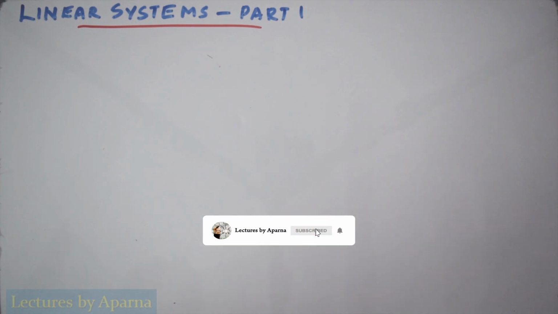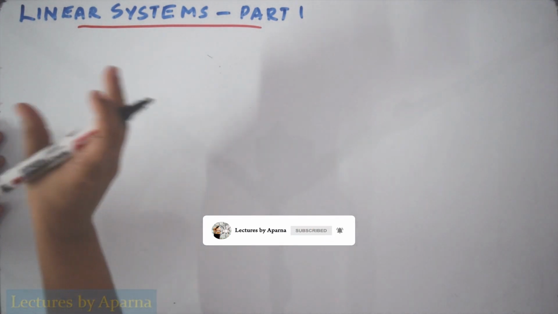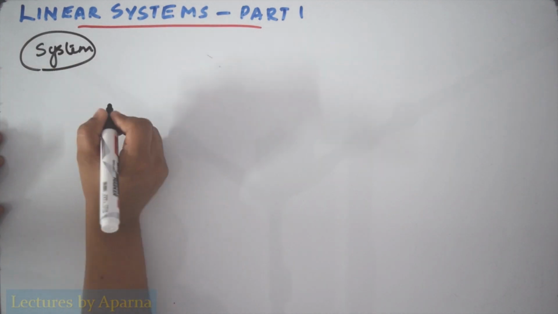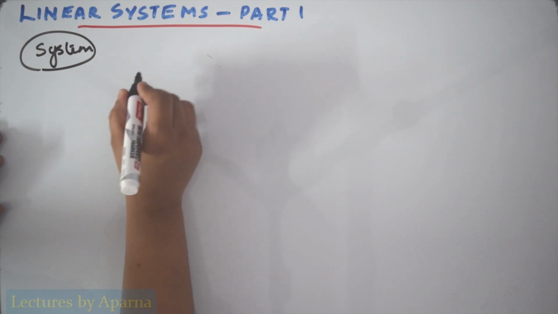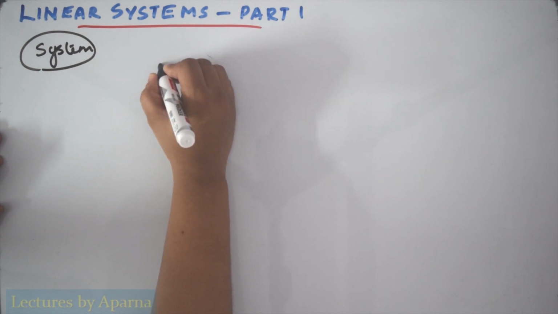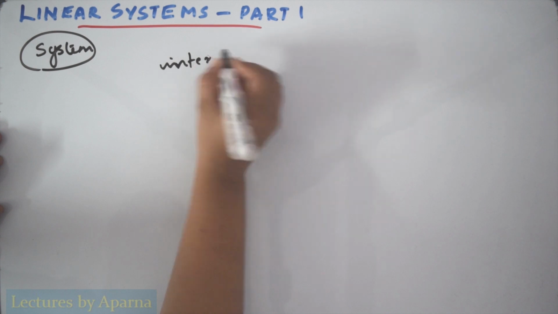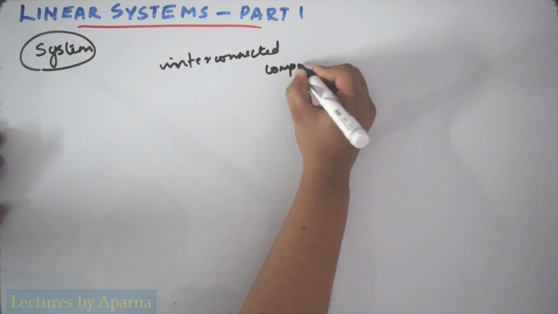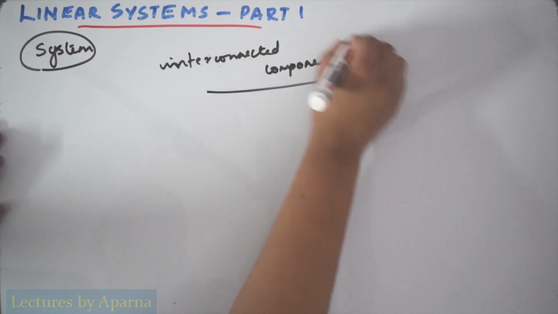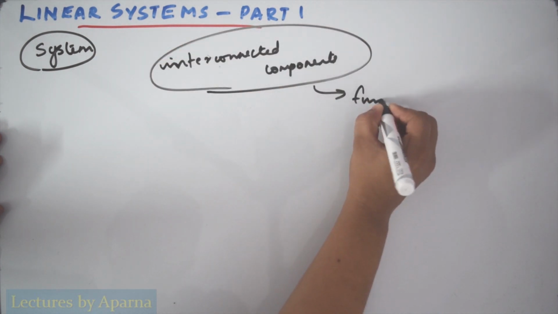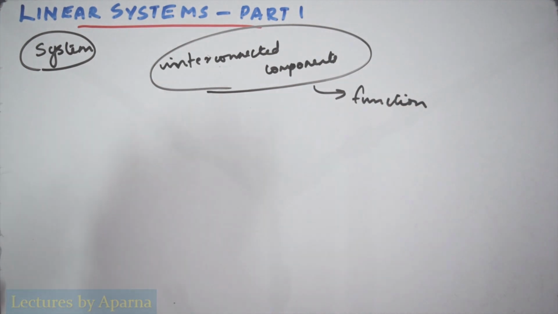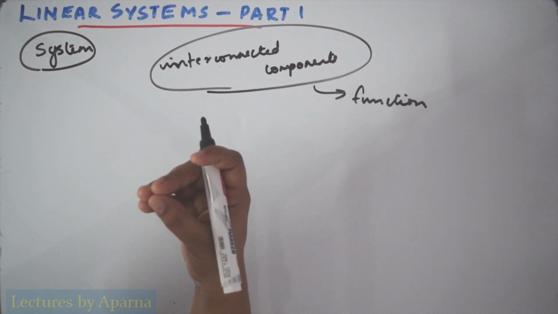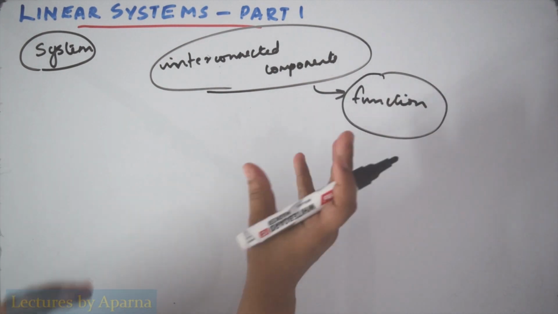So let's see what a linear system means. Before going to linear system, we should know what a system means. So what is a system? A system is any structure of interconnected components that is designed to perform some particular desired function.